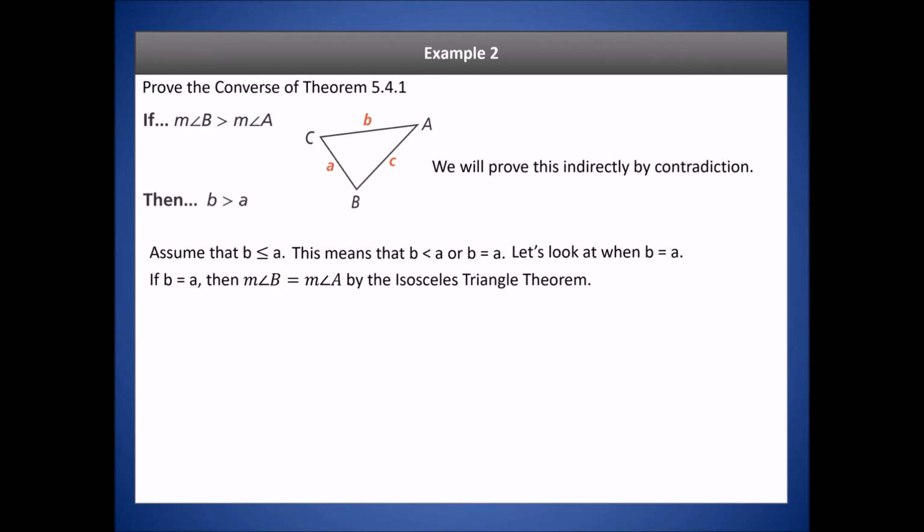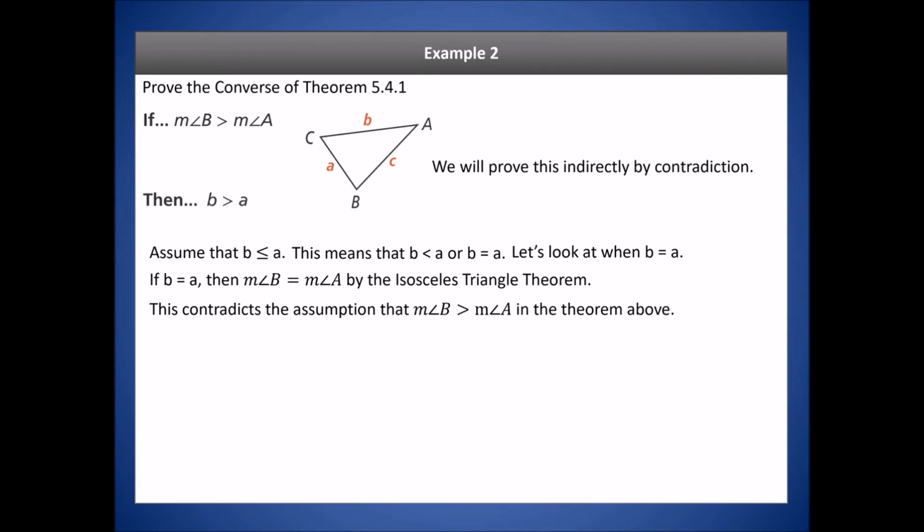So we're going to take the first case where B is equal to A. Well, then angle B has to be congruent to angle A by the isosceles triangle theorem. Remember what we just discussed with the isosceles triangle theorem: if the two sides are the same, then the two opposite angles have to be the same. But this contradicts the initial assumption from the theorem that angle B has to be greater than angle A. So therefore, we have a contradiction. So far, we're doing well with proving this by contradiction.